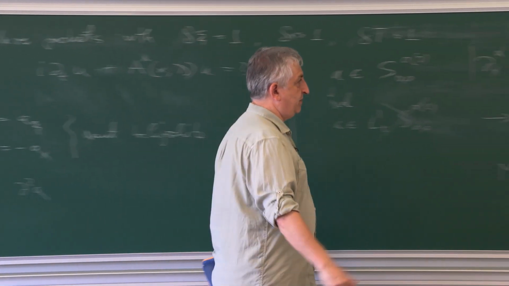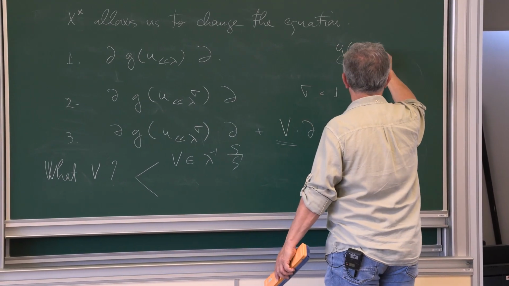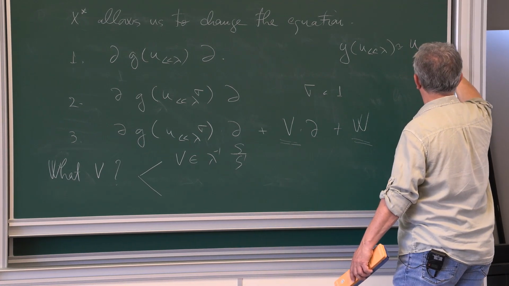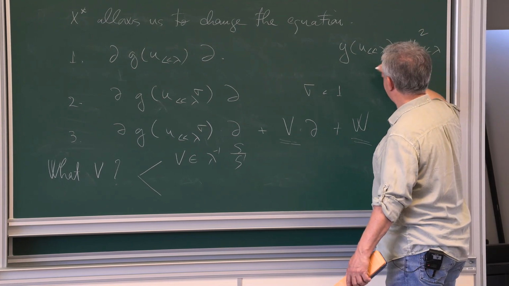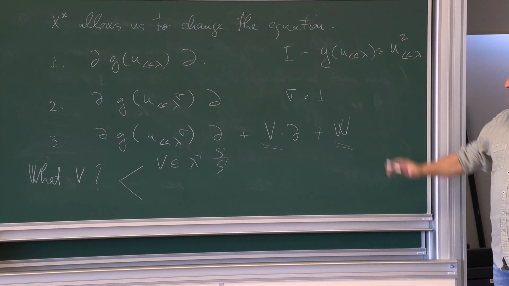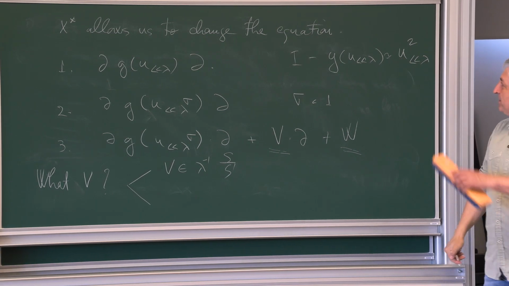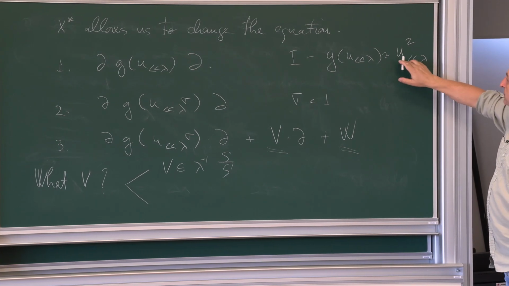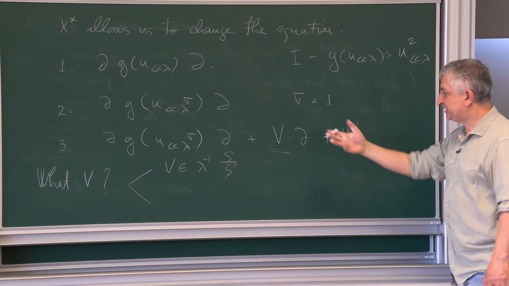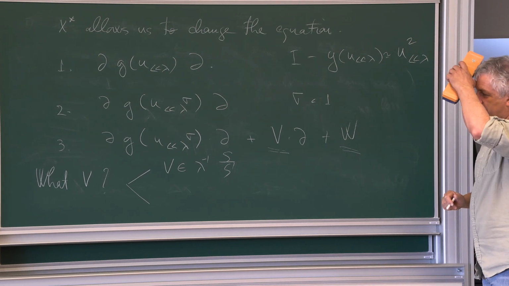So this G of U less than lambda, you should think about it as at least U less than lambda squared plus the identity. The identity we don't care about. We care about this guy, all right? And so you have two low frequency copies of U. And so that will eventually be important in our choice of these potentials V.